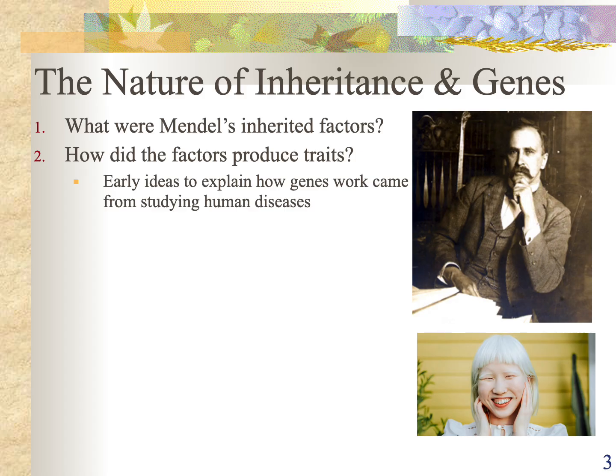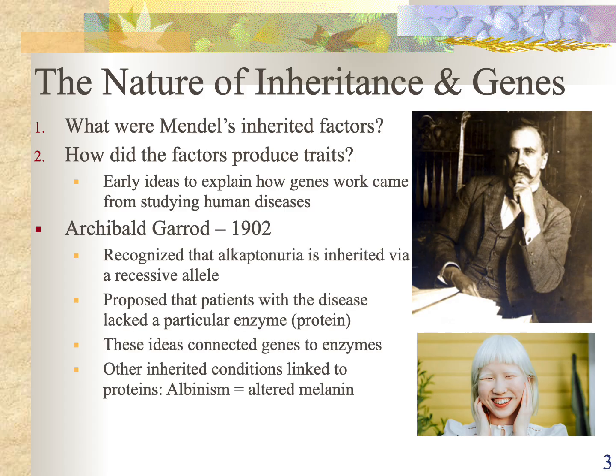But for people who are working on inherited human diseases, this really helped explain things. And this guy here, his name is Archibald Garrod, and he was working about the time Mendel's work was rediscovered. He was working on an inherited disease called alkaptonuria, which was a recessive disease and inherited just like Mendel's recessive traits in garden peas. And so this was a big explanation.